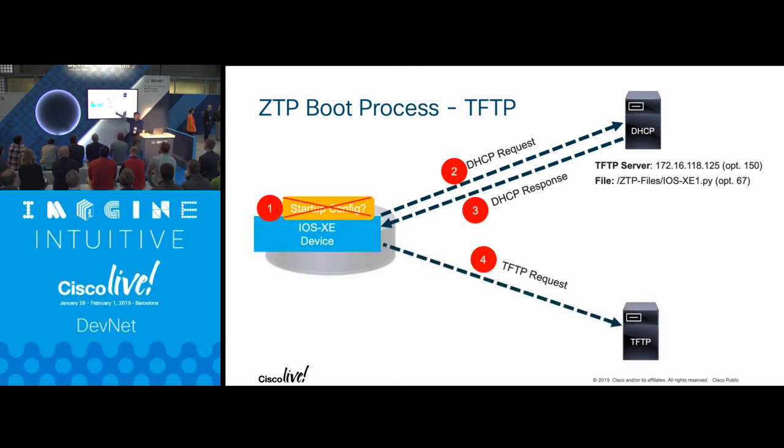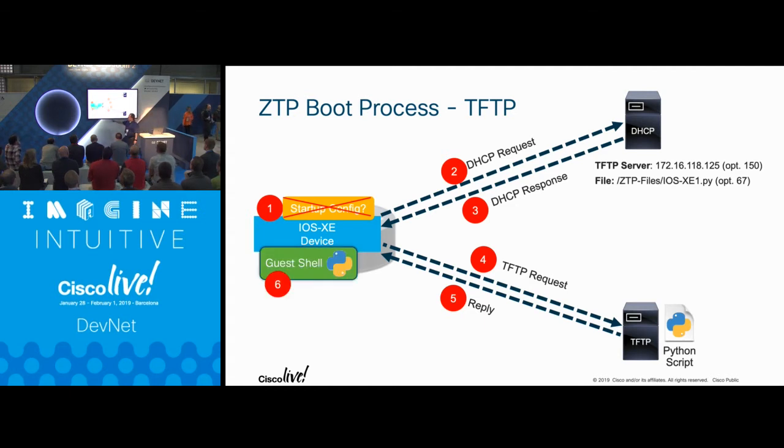I then make a TFTP request to that server to obtain that file. If you note here, I've given it a name, iosxe1.py. I locate that file, send it down to the device. The device, upon attaining a file, automatically executes its guest shell space and enables its Python capabilities in that open application container space. You okay so far?